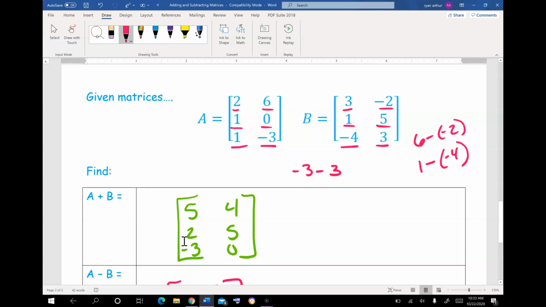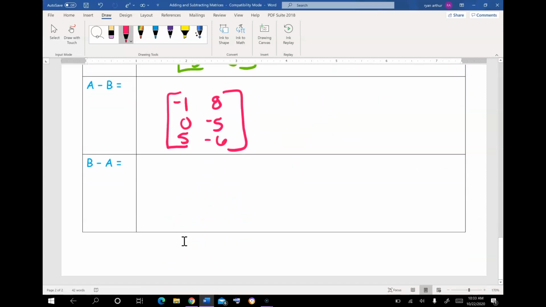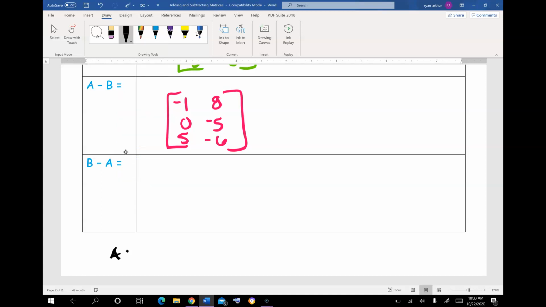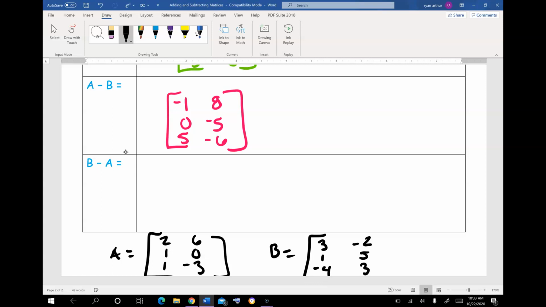Now, you got to be careful what it's saying, all right? So this one is saying, let's first write the matrices down, okay? I'm going to go to black. So we've got matrix A, which was 2, 1, 1, 6, 0, negative 3. Matrix B is 3, 1, negative 4, negative 2, 5, and 3.